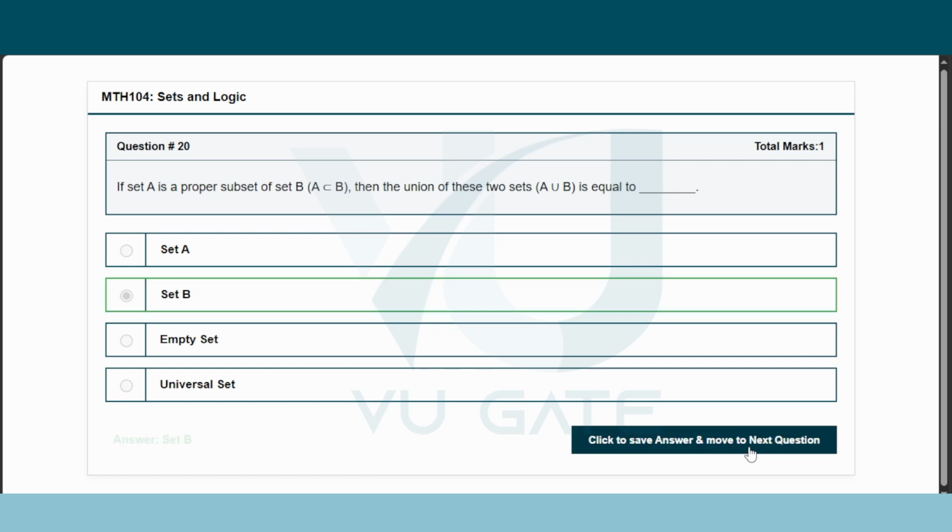The correct answer is set B. Question number 21. If set A is a proper subset of set B, then the intersection of these two sets, A intersection B, yields blank. The correct answer is set A.